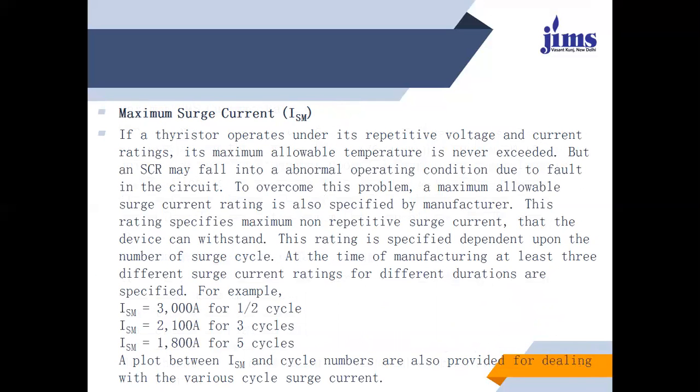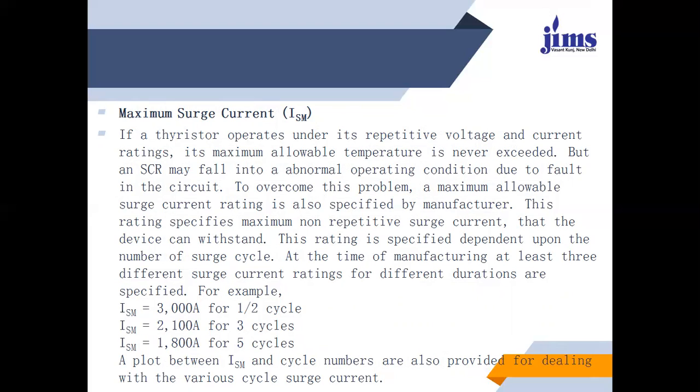Next parameter is the maximum surge current, ISM. If a thyristor operates under its repetitive voltage and current rating, its maximum allowable temperature is never exceeded. But an SCR may fall into abnormal operating conditions due to a fault in the circuit. To overcome this problem, a maximum allowable surge current rating is also specified by the manufacturer.